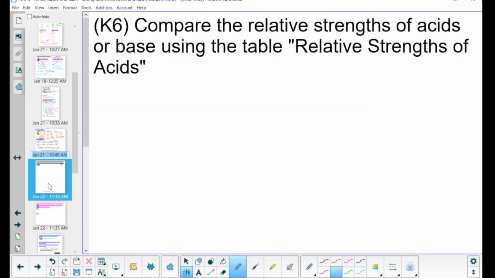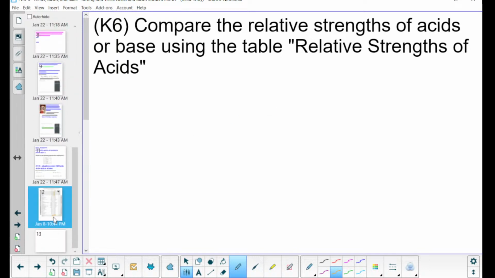This is just getting used to our table. So compare the relative strengths of acids or bases. I'm going to take out your table right now. We're going to go over it, and then I'll just summarize it on here. So I'll just use this space for that. So bring up this table.